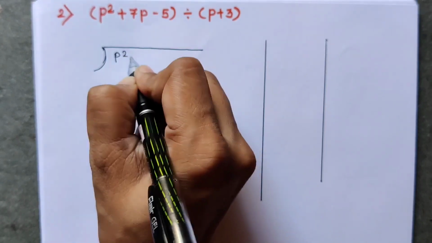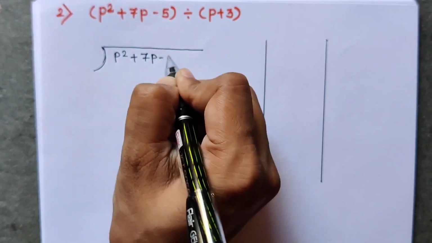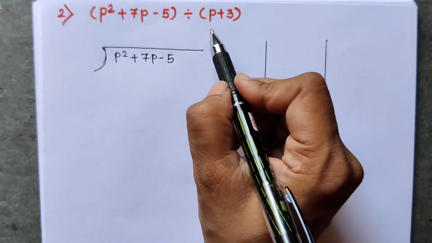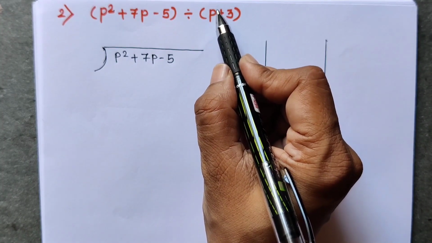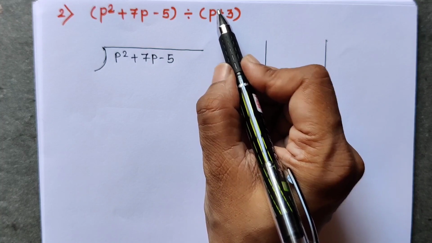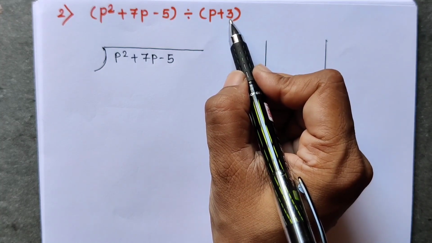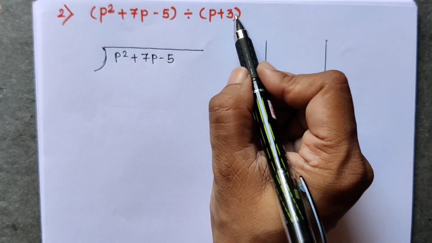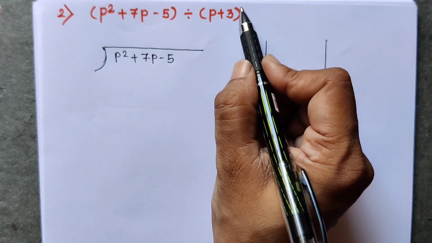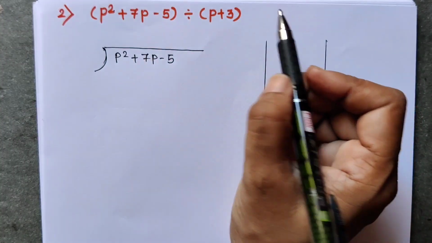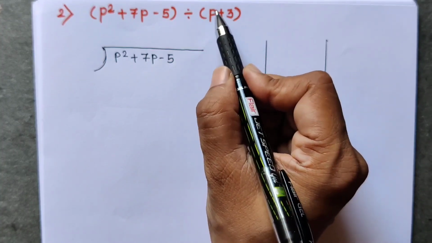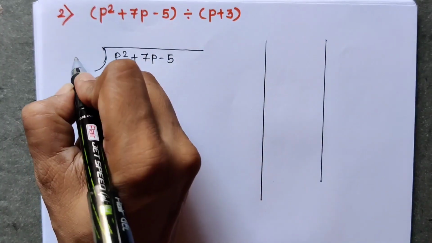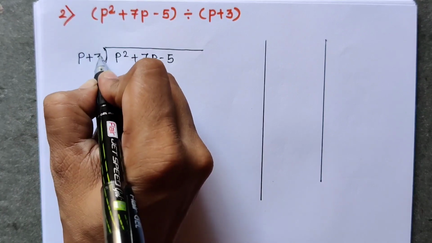p square plus 7p minus 5. Now let us check the divisor p plus 3. Here p has index 1. Nothing is written, which means 1. Here only 3 is there, only a constant number, that means p has index 0. p has index 0 when only a constant number is there. So it is also in the proper order, 1 and 0. So we can write the divisor also.